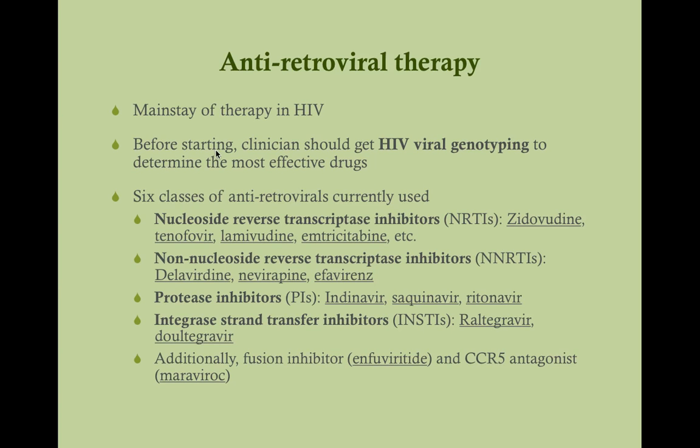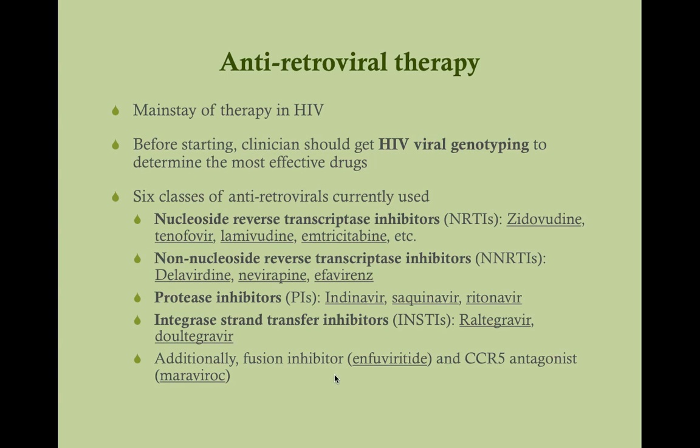So as I said, before starting, you need to get HIV viral genotyping. That'll help you determine the most effective drugs. More so, it'll tell you what drugs you really don't want to use because that HIV strain is resistant to them. There are 6 classes of antiretroviral drugs that are currently used. 4 of them, though, are used more commonly.